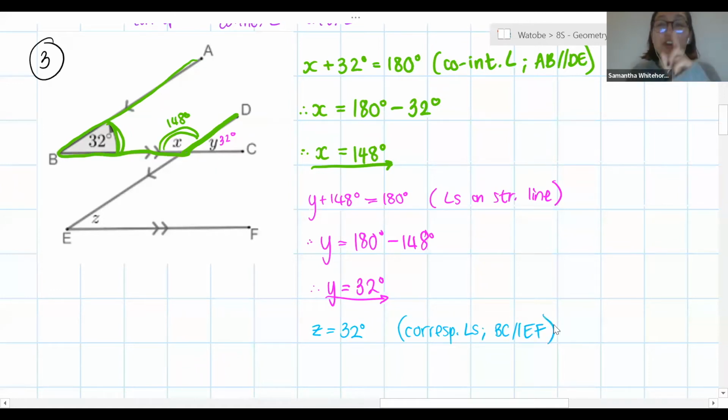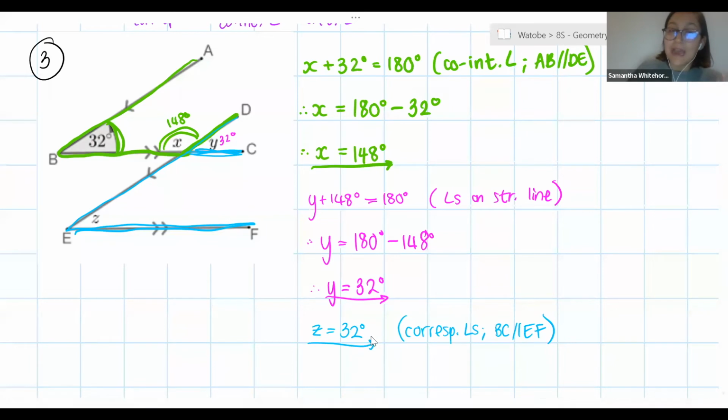Okay guys, just because Pumuzile has brought it up, this is why stating which parallel lines you're working with is so important. In finding x, we were working with the parallel lines I've got in green there. However, in finding z, I'm working with a new set of parallel lines. So I have to state that, which is what Pumuzile has done for us. So z is exactly 132.